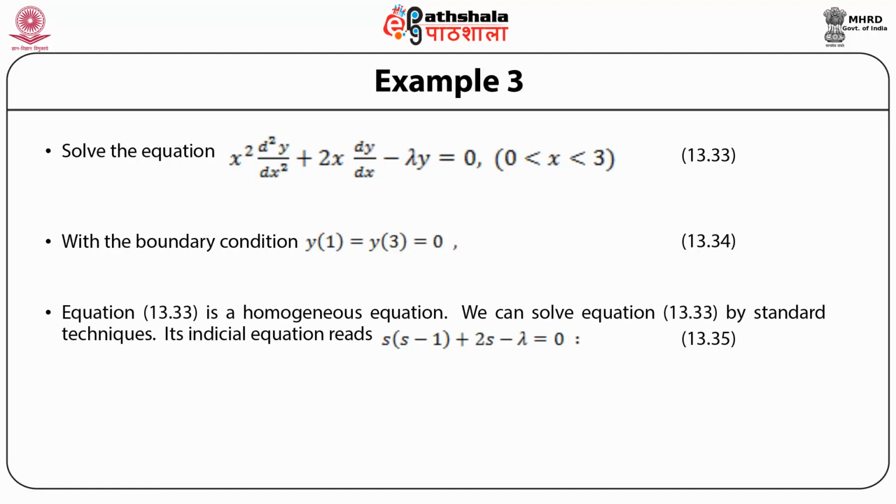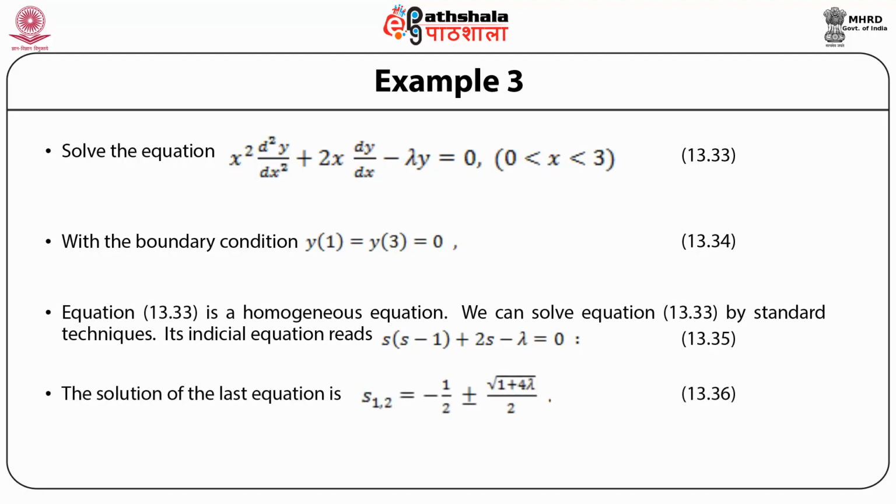The equation can be solved by standard techniques with which you are familiar. Its indicial equation reads s into s minus 1 plus 2s minus lambda is equal to 0. Remember that such an equation, which is a homogeneous equation, can be solved by series expansion method, and then you get the indicial equation, which in this case becomes s into s minus 1 plus 2s minus lambda is equal to 0. What we are interested in here in this course is to apply the different boundary conditions to obtain the solution. So we are more interested in looking at the boundary conditions and what they impose on the solution.